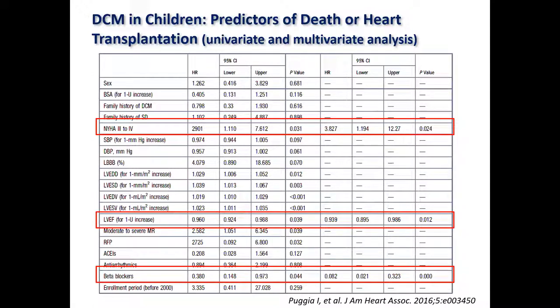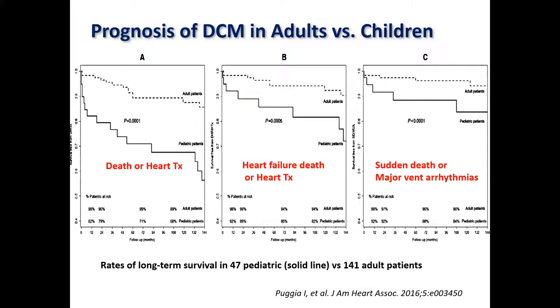Similarly, beta blockers, if you look at beta blockers hazard ratio is so much less than 1, 0.082. Again, a protective drug which helps in improvement of these patients. So these two have much lower hazard ratio, whereas NYHA has a very high hazard ratio. So NYHA, advanced NYHA class, is a predictor of death or heart transplantation. Increase in LV ejection fraction and beta blocker usage is a predictor of good prognosis.